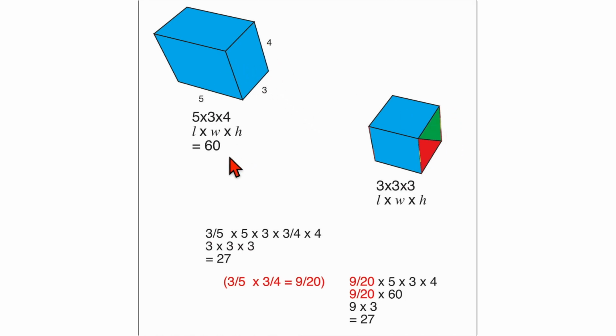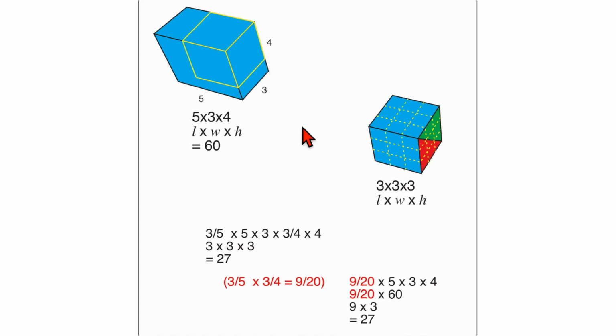And this equals 60 cubic units compared to 27 cubic units. They have different lengths, 3 and 5 units, the same width, 3 units, and different heights, 3 units and 4 units. So the first length is 3/5 of the second length, and the first height is 3/4 of the second height.